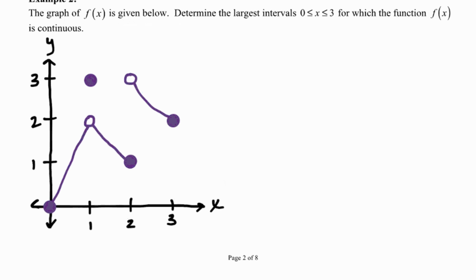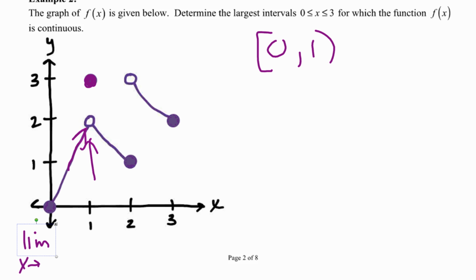All right, so we have: determine the largest interval over which the function is continuous. So in this case, it's continuous from 0 all the way to 1. And it's discontinuous at 1 because the limit as x approaches 1 from the left is not equal to the function value at x equals 1. Okay, I'm going to write that out in math terms. The limit as x approaches 1 from the left is not equal to the function value at 1.